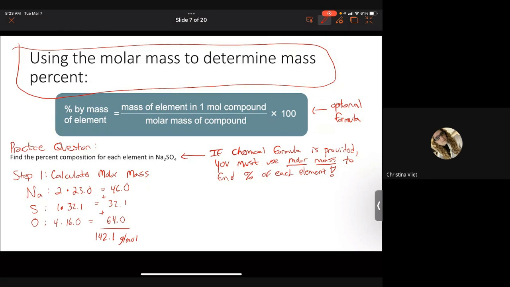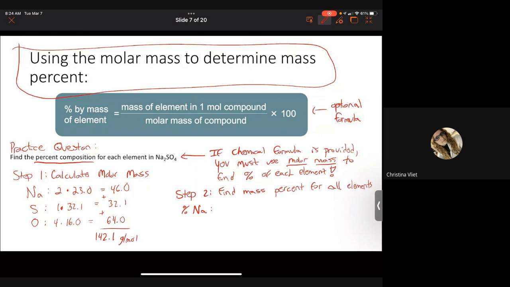The numerator would be this amount, and the denominator, which is the whole entire compound, would always be the total, which is the molar mass. So let's go ahead to step 2. Whenever we want percent composition, we want it for the whole compound. So step 2 is to find the mass percent for all elements in the compound. And we're first going to start with the percentage of sodium.